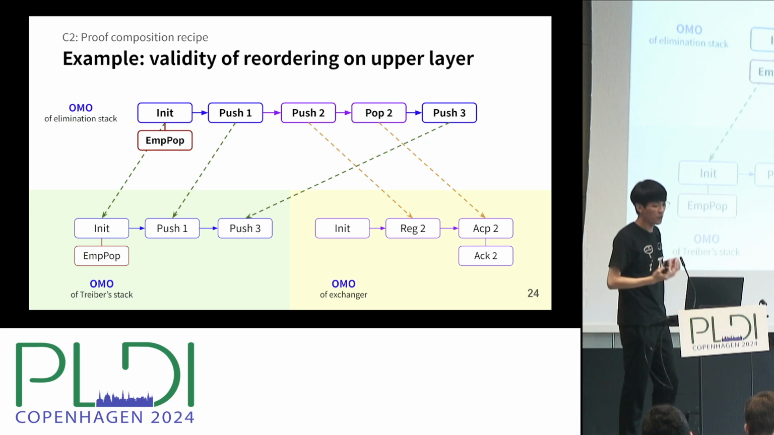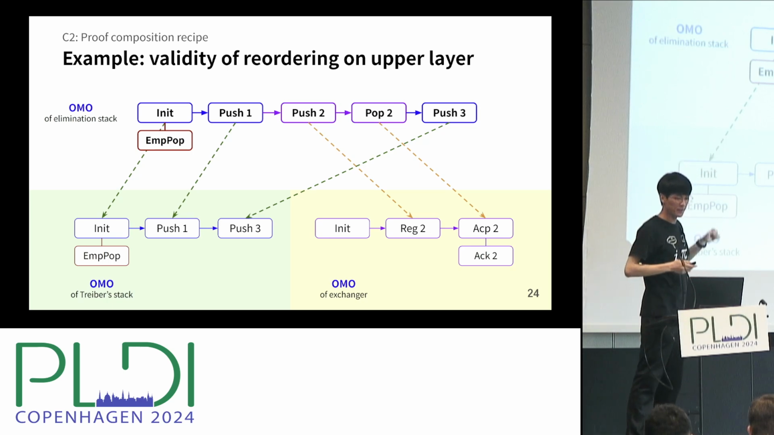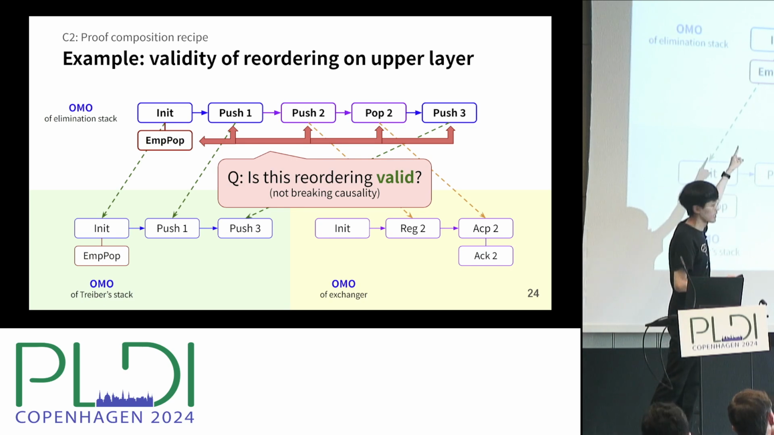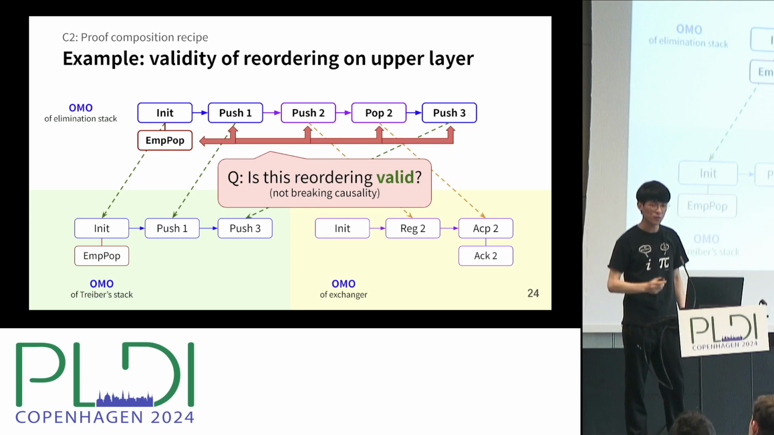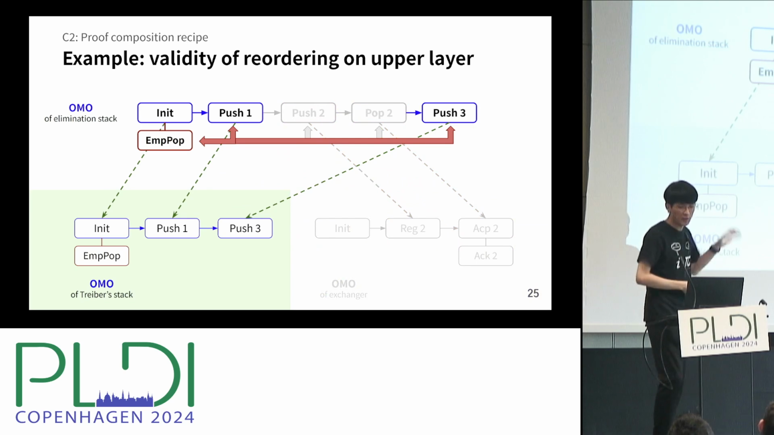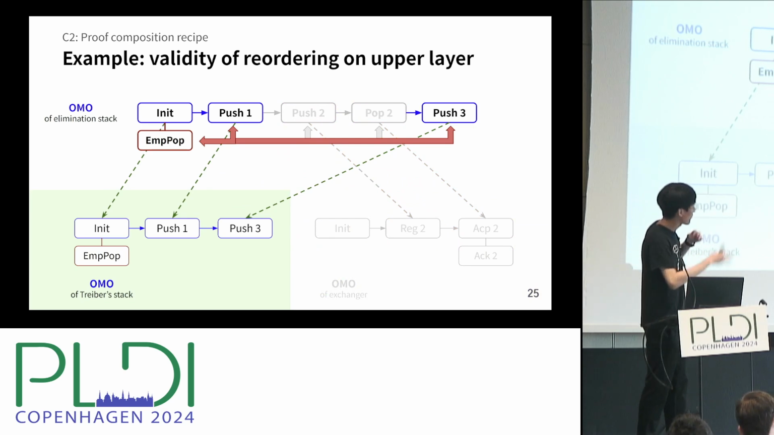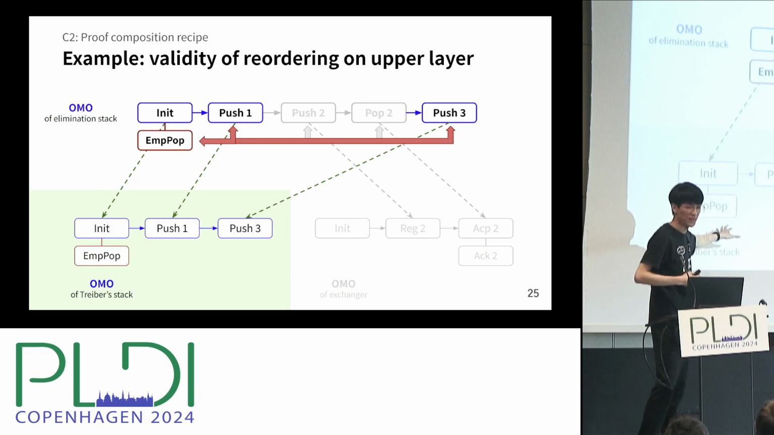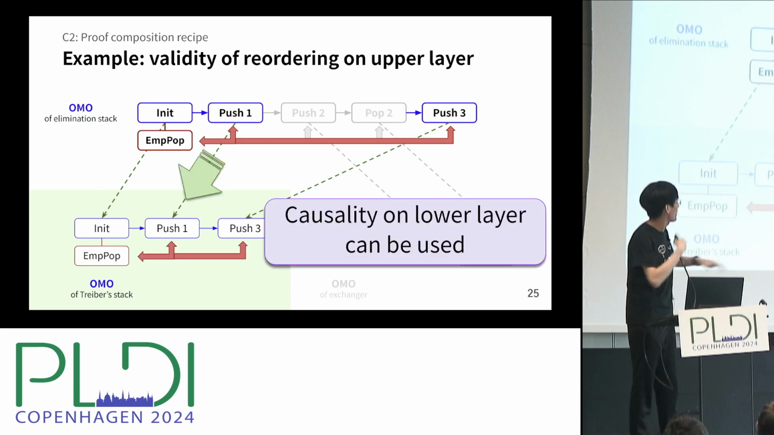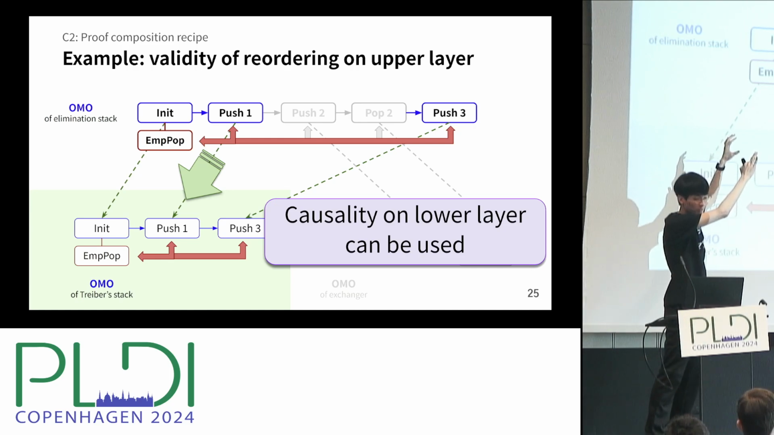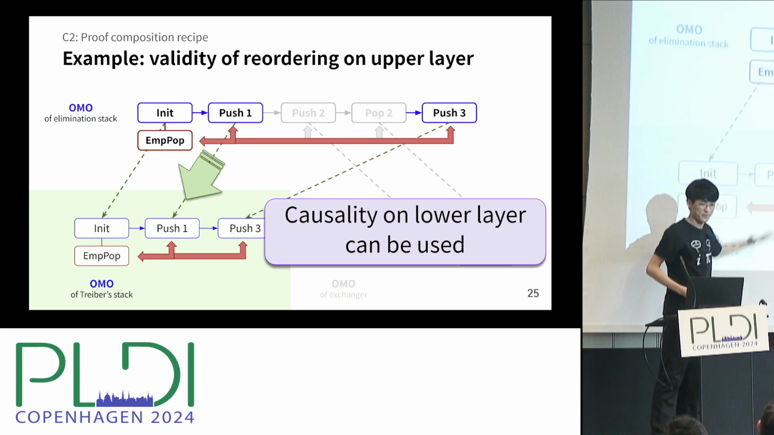Consider the case where we are going to insert a new empty pop event. In this case, we have to prove the validity of the reordering regarding this empty pop event. And to do this, we can exploit the monotonicity. First, we consider proving the validity of the reordering with push 1 and push 3, which are connected to the traverse stack event. In this case, we can directly use the monotonicity to project the proof obligation on the upper level to the corresponding ones on the lower level.